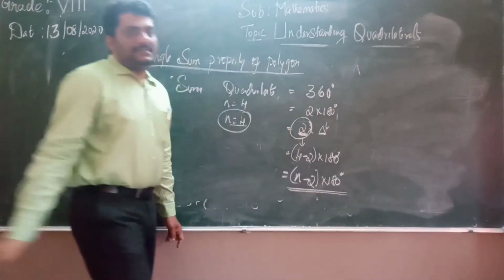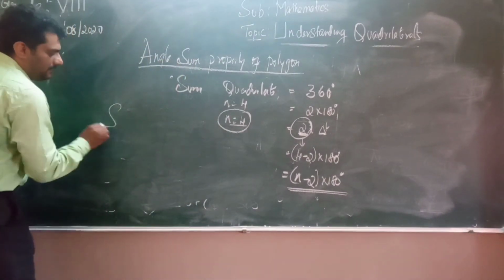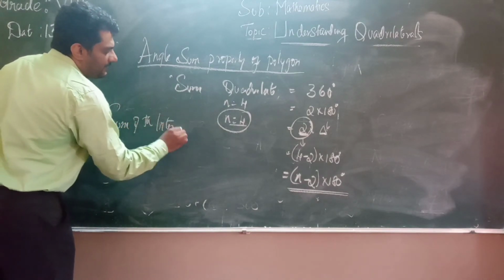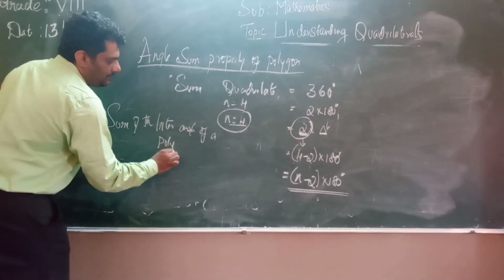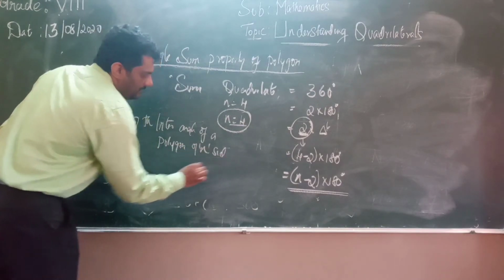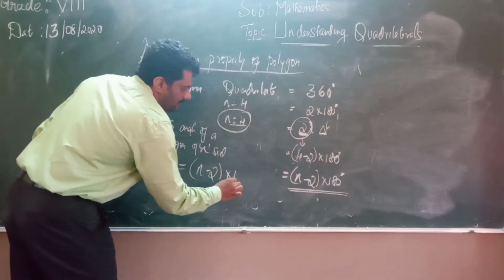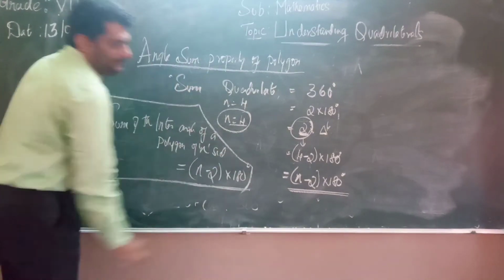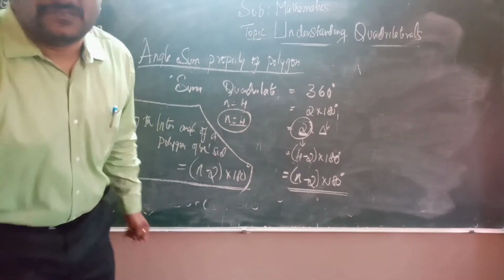Now what do you understand by this is the sum of the interior angles of a polygon of n sides will always be equal to n minus 2 into 180 degrees. This is the formula. Now, how do we check whatever we have derived is correct or not?